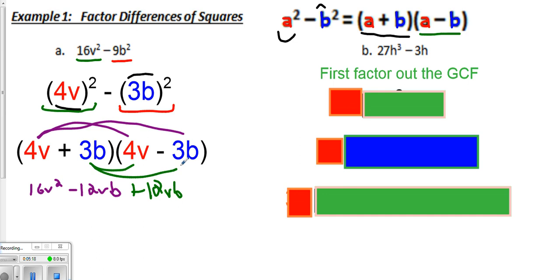3b times another 3b, but this one is negative. So negative here and positive here becomes negative. 3 times 3 is 9. b times b is b squared. Okay, so these are all the terms I got from FOILing this out. Notice we have a minus 12vb and a plus 12vb. So these cancel out when we combine our like terms. And the only thing that's left is 16v squared minus 9b squared, which was this original piece anyway.